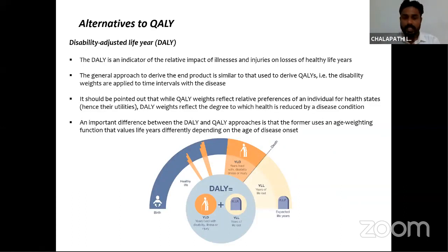Next one, DALY. This is a very nice concept. QALY is used in two aspects. In one case you have to consider the utility. In one case you don't have to consider the utility.